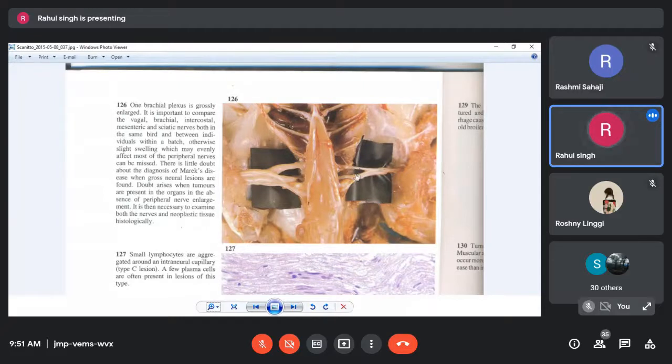But here, if you see, this side is small and this side is thickened. Now this is very characteristic finding. This is almost confirmatory of occurrence of Marek's disease in the affected flock.